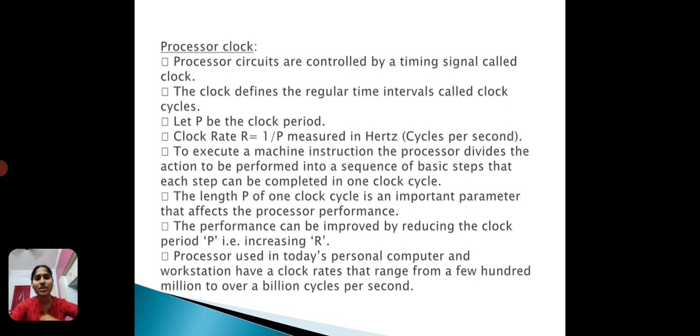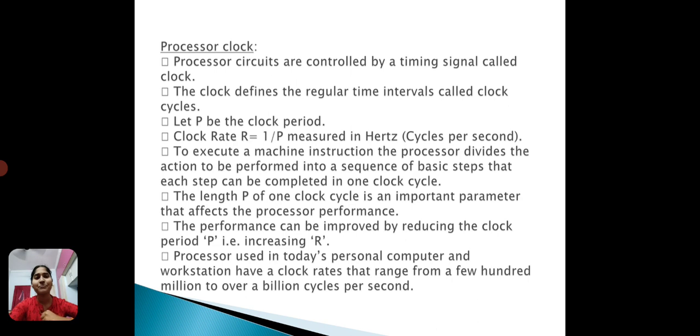So what is a processor? First of all, a processor is nothing but the CPU. CPU is also known as the processor, as we all know, and the clock defines regular time intervals called clock cycles. Let P be the clock period and clock rate R equal to 1 by P, measured in hertz, cycles per second. To execute a machine instruction, the processor divides the action to be performed into a sequence of basic steps, such that each step can be completed in one clock cycle.